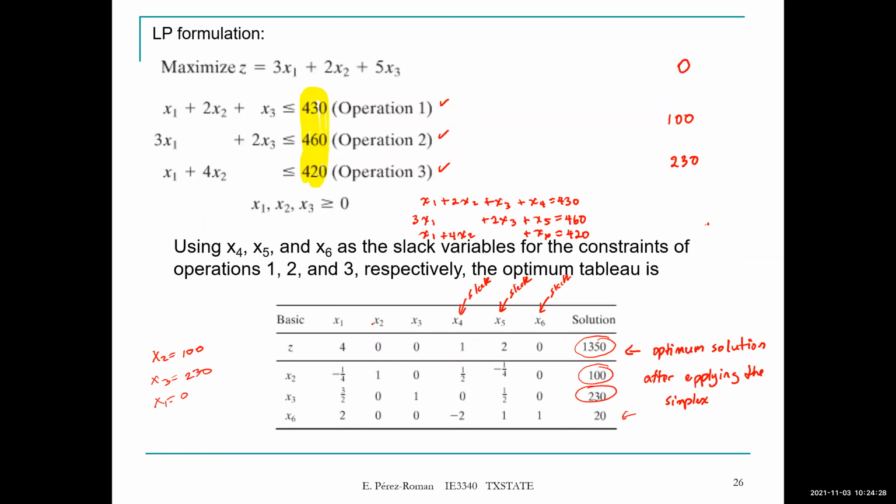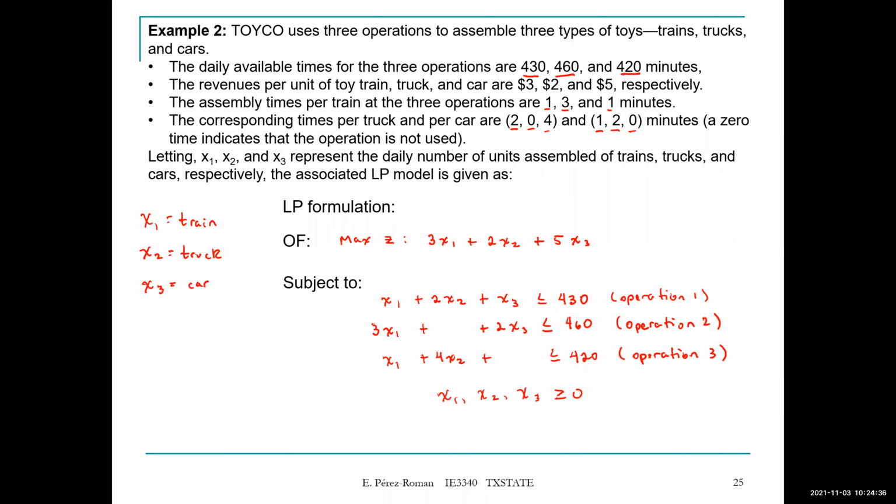What if you go back to this, you see X1 is equal to 0. So you're only producing X2 and X3, right? Your solution is not going to change, remember. The solution will stay in the same point, but what's going to open is for you to produce more of these 2 products, X2 and X3.